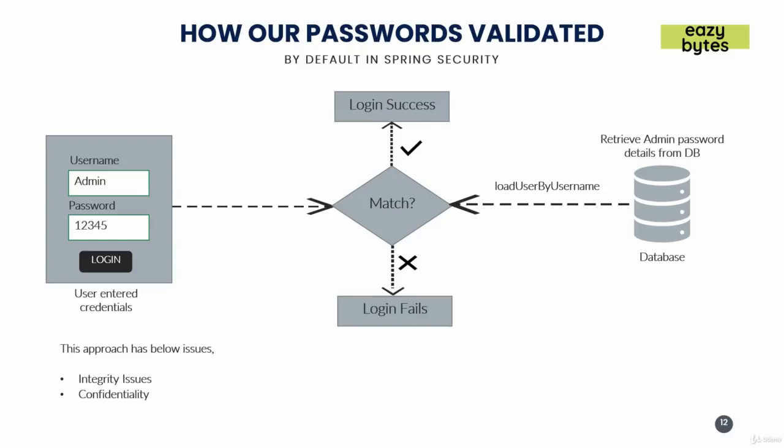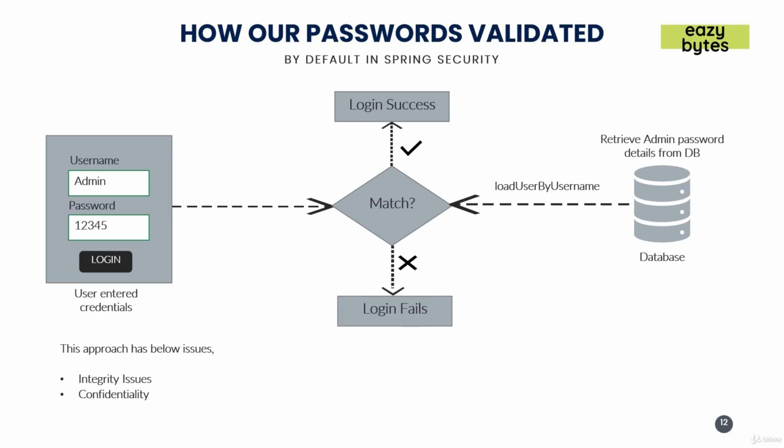In this video, let's try to understand how our passwords will be validated by Spring Security by default. So this is the diagram that you can try to understand. First, the user enters his credentials, like admin is my username and 1234 is my password.